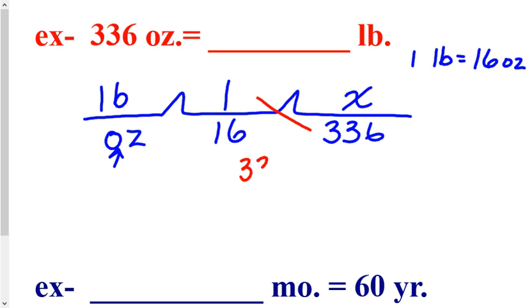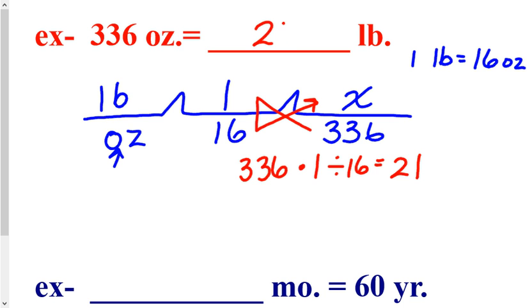So 336 times 1 divided by 16. And when I do that, I'm going to get 21. So 336 ounces equals 21 pounds. All right, let's look at another example.